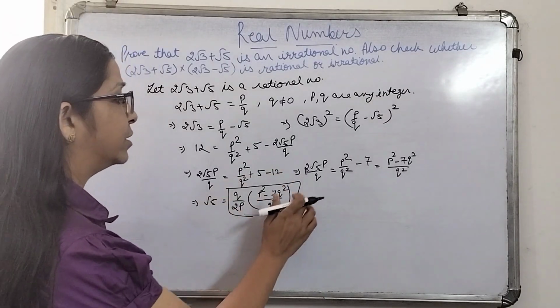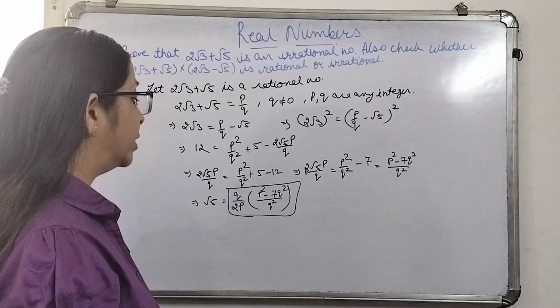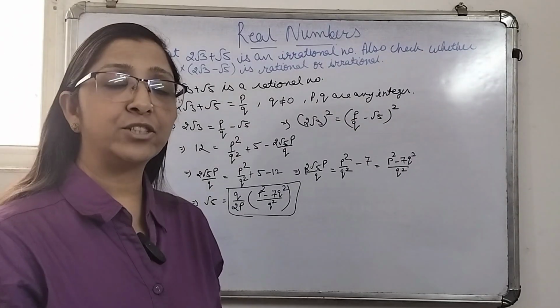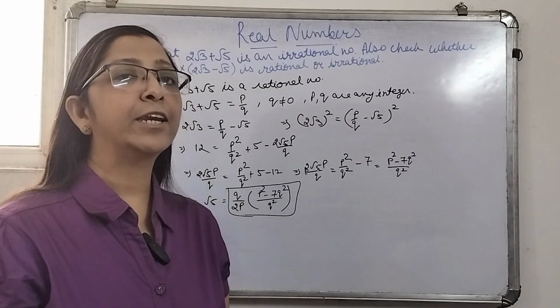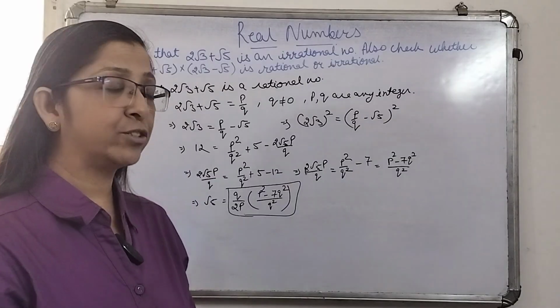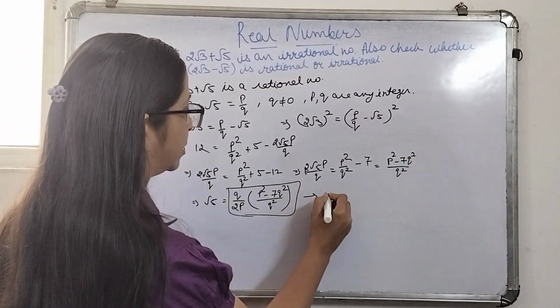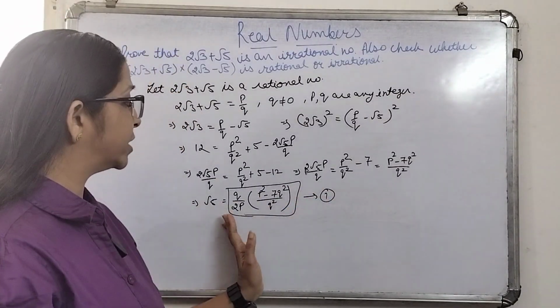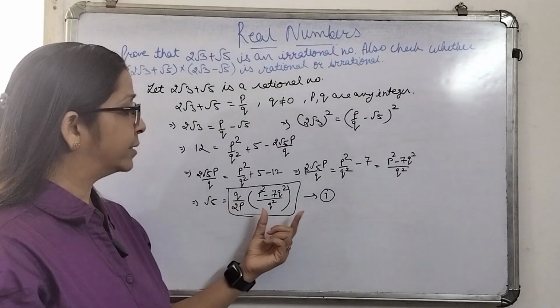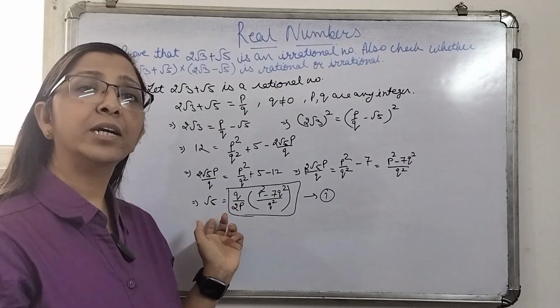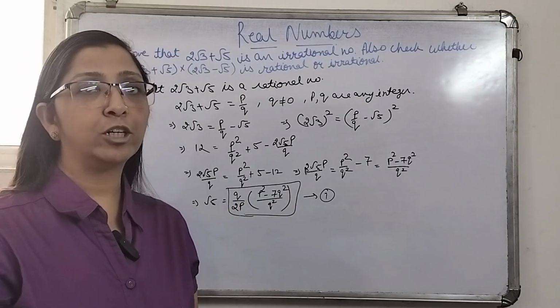That means this is a rational number, and we know that √5 is an irrational number, and a rational number cannot be equivalent to an irrational number. If suppose this is your equation number 1, from this equation it concludes that a rational number is equivalent to an irrational number, which is practically not possible.